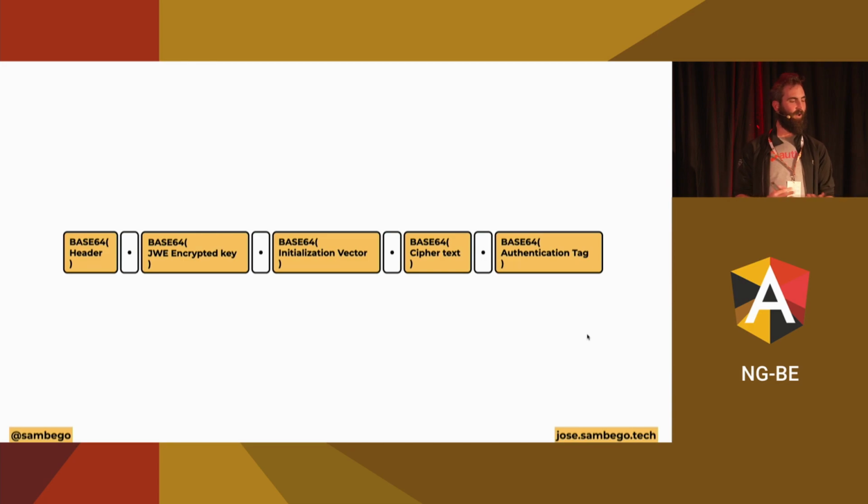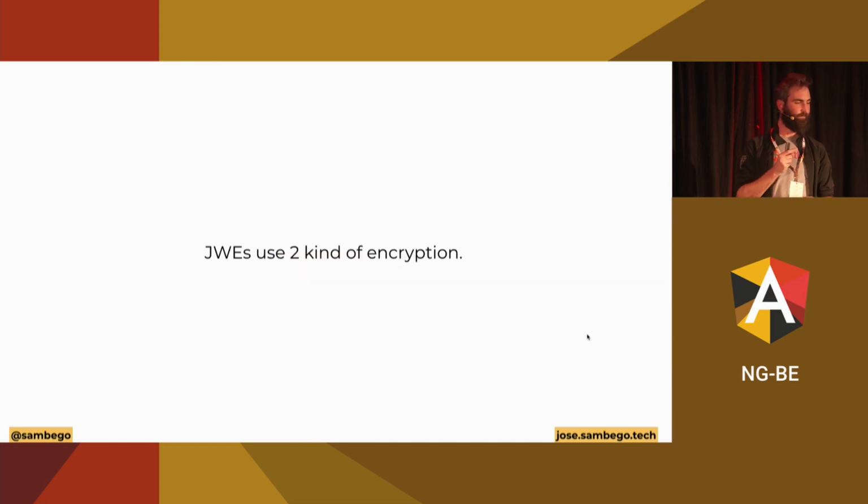And the good thing to know is that the cipher text is the actual encrypted message here in this JSON Web Encryption object. So JWEs not only use one kind of encryption, they use 2 kinds of encryption. They use symmetrical encryption and they use asymmetrical encryption, and they combine those for an even more secure effect.